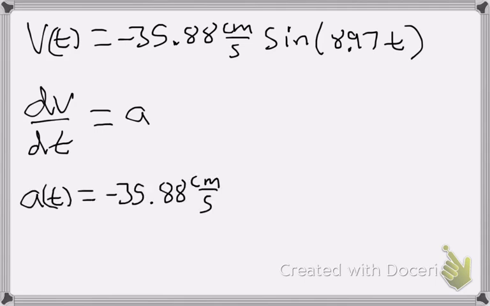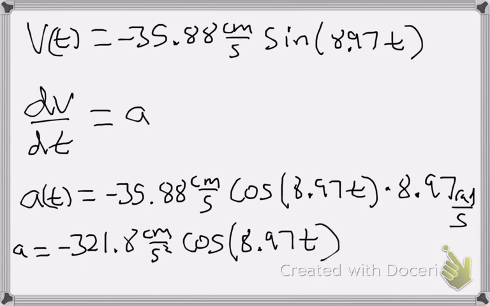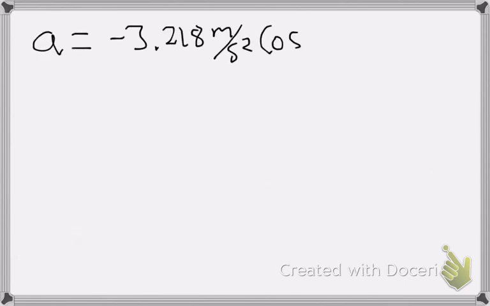So the derivative of that equation is going to be our constant times the cosine. The derivative of sine is cosine. And then times our 8.97 radians per second again. So then we get this as our equation. So that is acceleration as a function of time. And I'm going to rewrite this in units that are a little more familiar. So in meters per second.